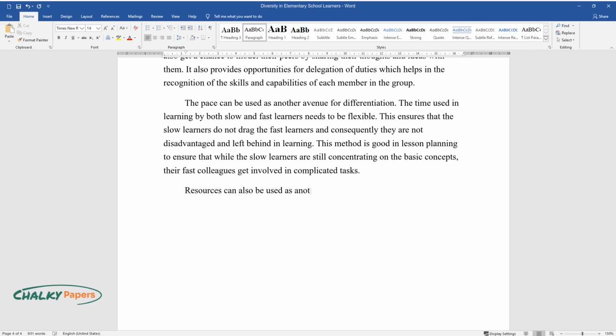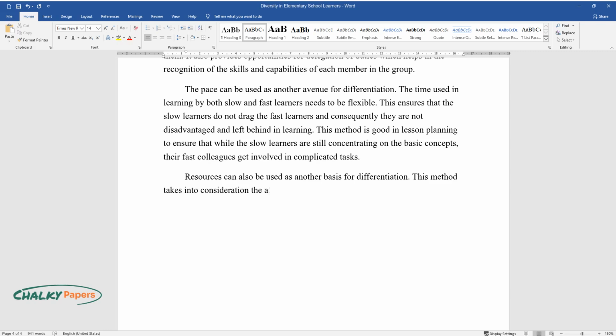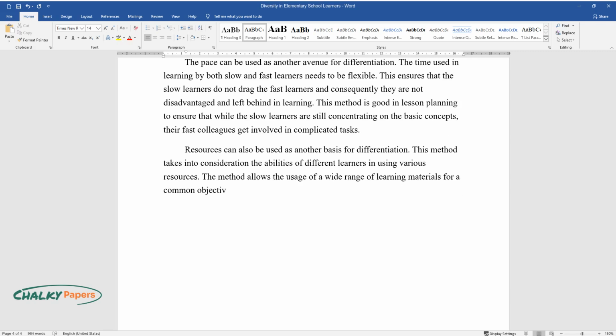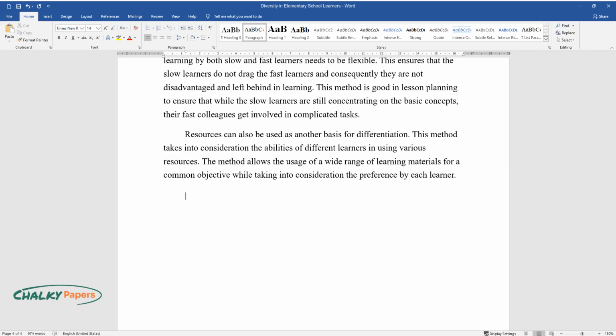Resources can also be used as another basis for differentiation. This method takes into consideration the abilities of different learners in using various resources. The method allows the usage of a wide range of learning materials for a common objective while taking into consideration the preference by each learner.